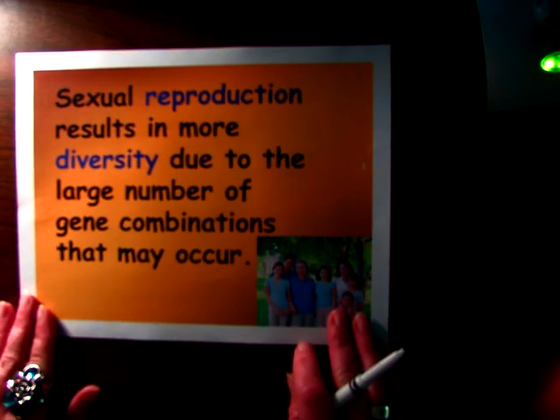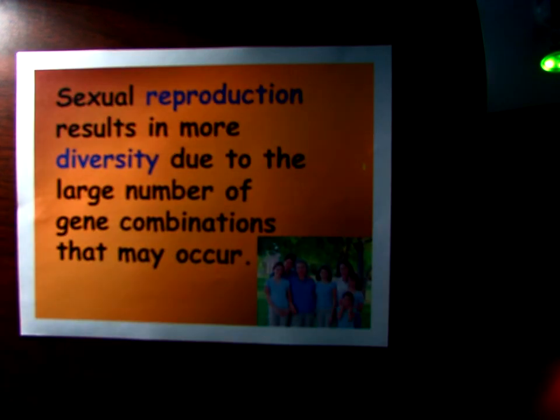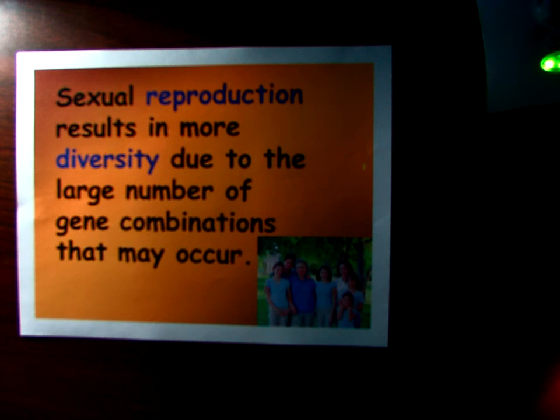Sexual reproduction results in more diversity due to the large number of gene combinations that may occur. Because there are so many differences among different species, if you have two adults who reproduce, then you're likely to have a large number of differences in their genes.